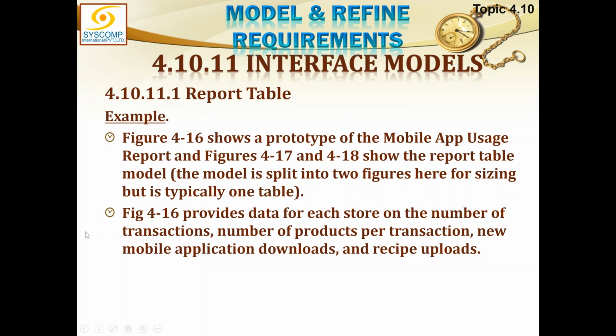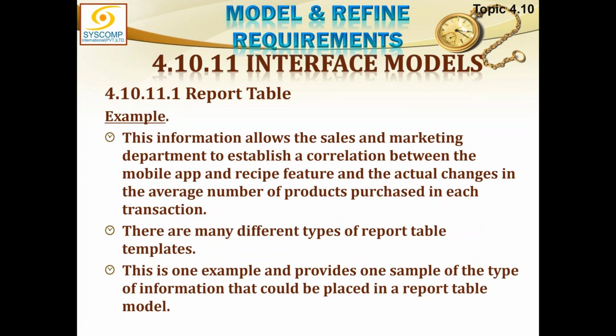The first diagram shows it provides data for each store on the number of transactions, number of products per transaction, new mobile application downloads, and recipe uploads. This information allows the sales and marketing department to establish a correlation between the mobile application and recipe feature and the actual changes in the average number of products purchased in each transaction.